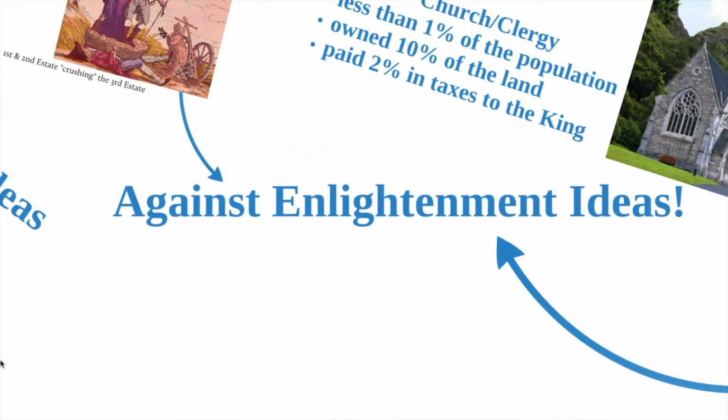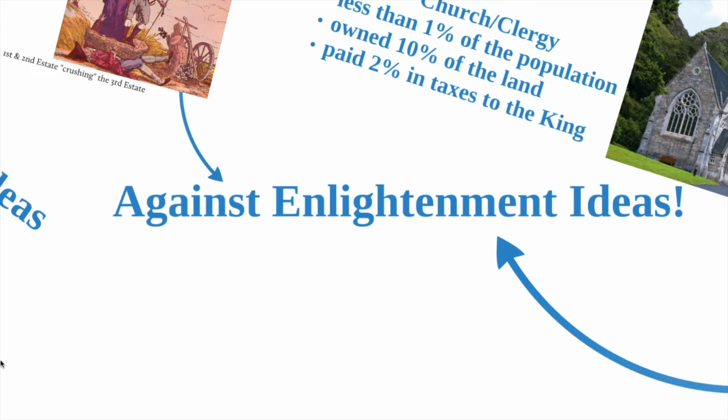Now, the first and second estate are definitely against the ideas of the Enlightenment, because these are the two groups that are in power. The Enlightenment was all about changing things, right? Bringing democracy and freedom and liberty to the people, of getting rid of these monarchies and allowing the people to rule. And that was a great idea, but the first and second estate don't want things to change. They don't want the people to have power, because that would mean that they would lose power. They don't want things to change, because that would mean they would have to give up all the great and awesome things that they have.